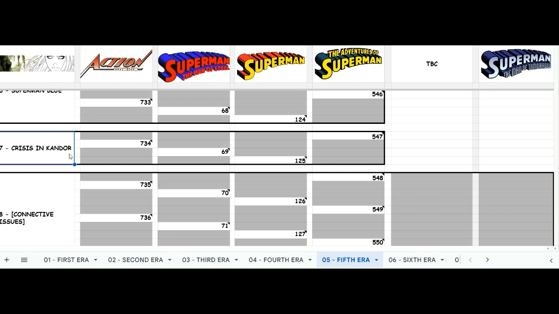Following this, we have a story arc called Crisis in Kandor. This, again, relatively straightforward. Adventure of Superman 547, Action Comics 734, Man of Steel 69, and then Superman 125. Let's do a quick triangle check. That's triangle number 27.